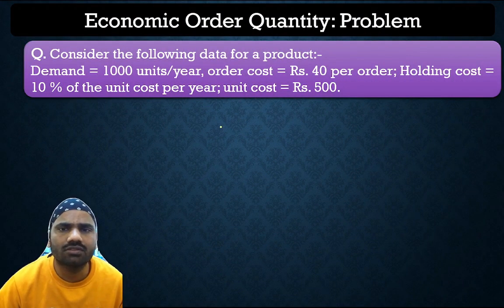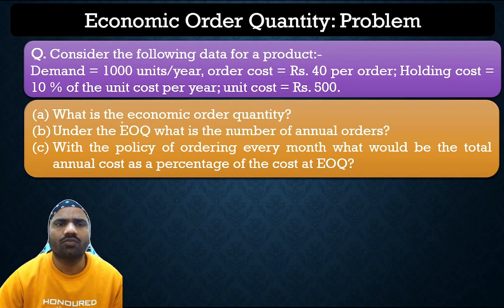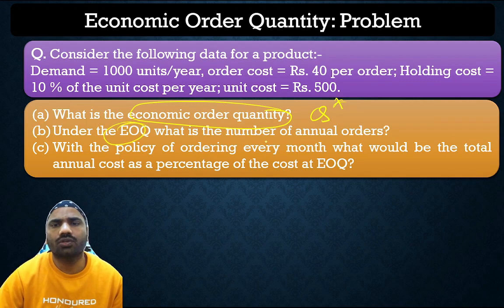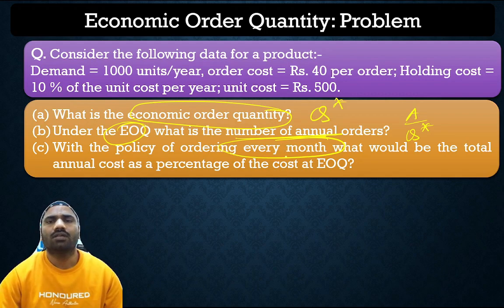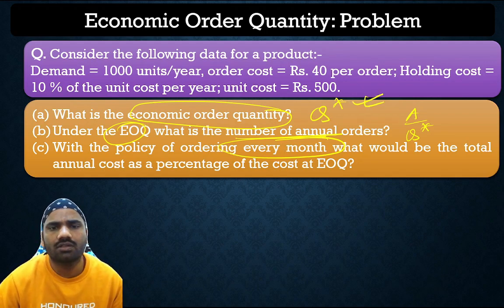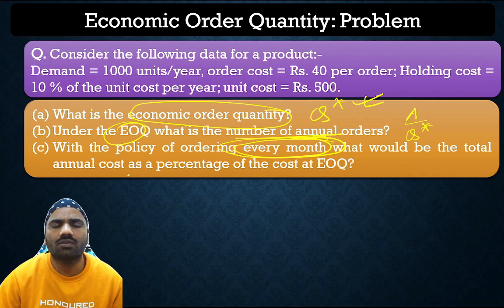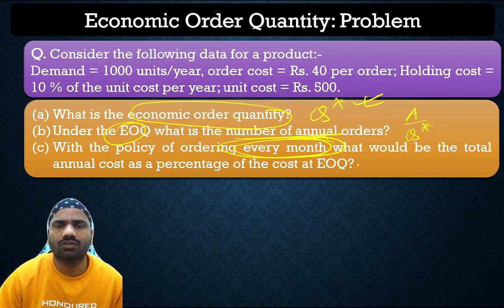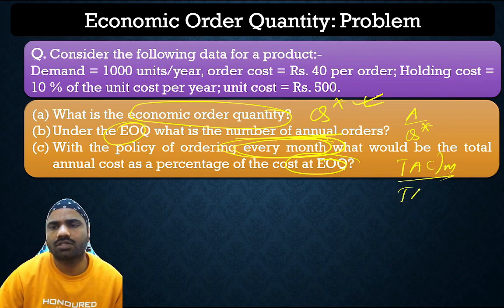We have another question in a similar way. We have to find EOQ, the economic order quantity Q star, and then we have to find the number of orders, which will be A by Q star. We also have to find it with the policy of ordering every month, instead of placing the order in a lot size of Q star. We will see what the annual cost would be as a percentage of the cost at EOQ. So the total annual cost with monthly ordering will be as a percentage of the total annual cost at Q star, into 100.